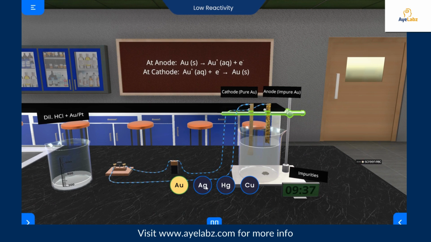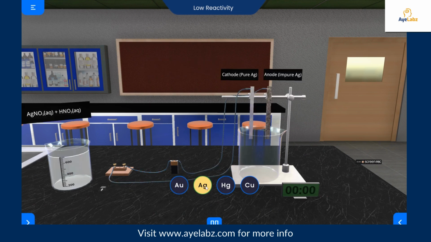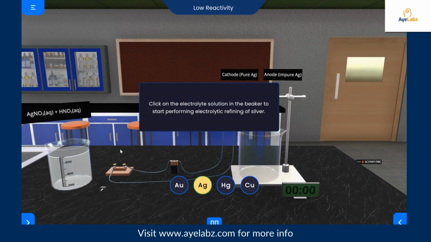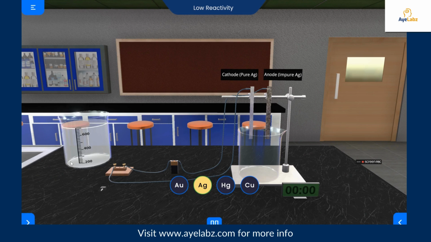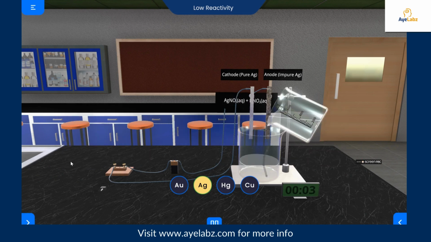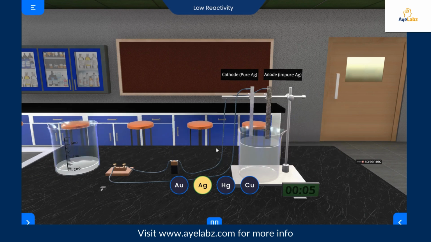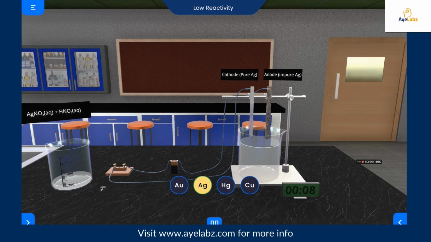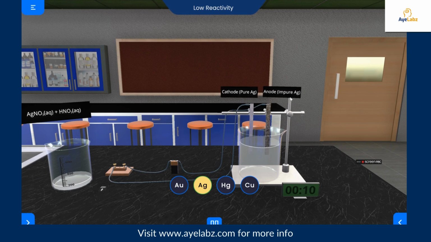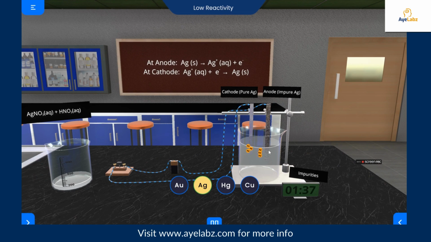A similar kind of experiment can be performed with silver as well. Let me quickly show that to you. Here I am having silver nitrate along with dilute HNO3 as an electrolytic solution, and cathode and anode as pure silver and impure silver respectively. As you can see, the silver is getting deposited on the cathode and the impurities are collected as anode mud.